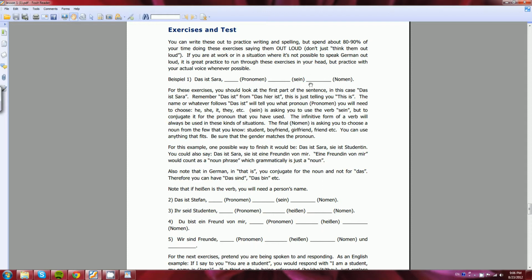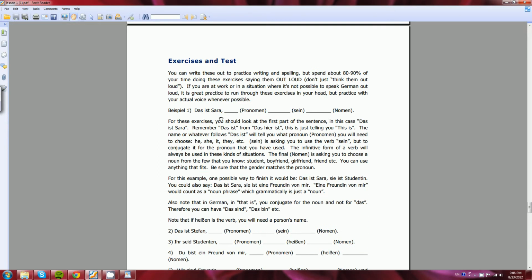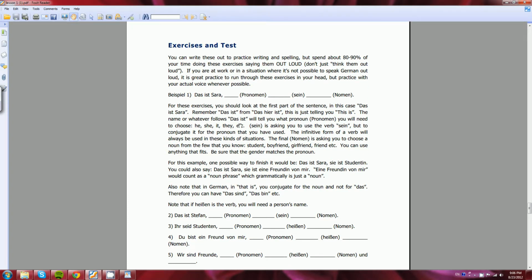So put in anything you can think of. I only typed out a few examples for each type of thing, but you can change this however you want. You can say, das ist Stefan. Oh yeah, we have das ist Stefan here. But you can change it to whatever you need.